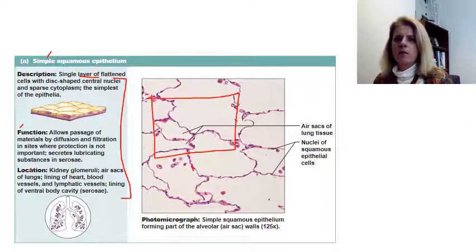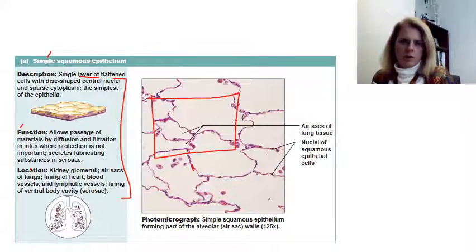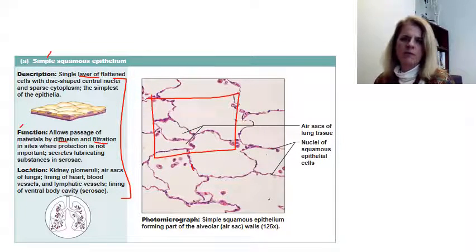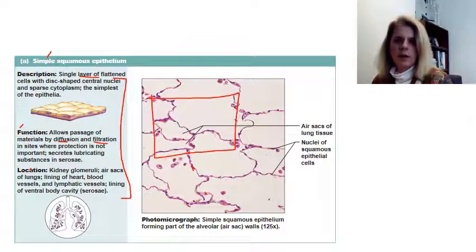And if you think about why would you need something that's really thin and one cell layer thick? Well, you want things to be able to move easily across that. So think about the lungs. You need to be able to breathe easily. You need gas exchange to be able to occur easily. So you want the ability to have diffusion to occur really easily. Also filtration. Maybe you want to be able to filter something, kind of like a coffee filter. So this is where you would expect to find this.